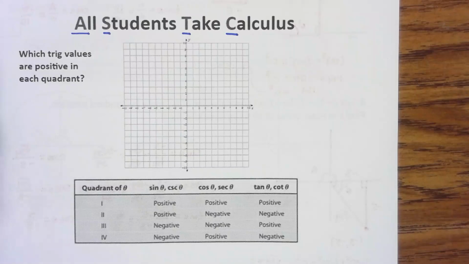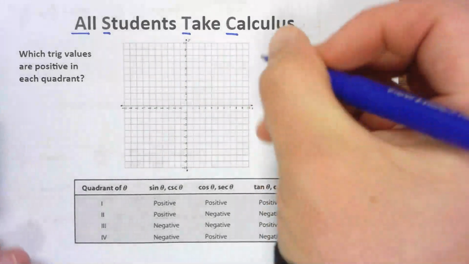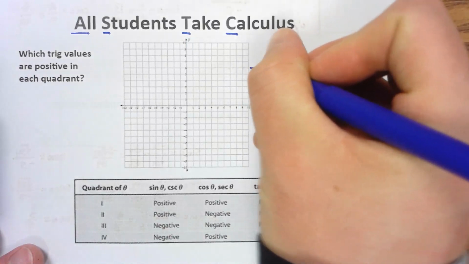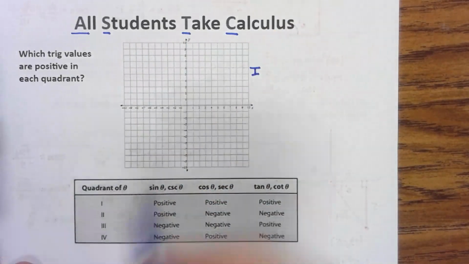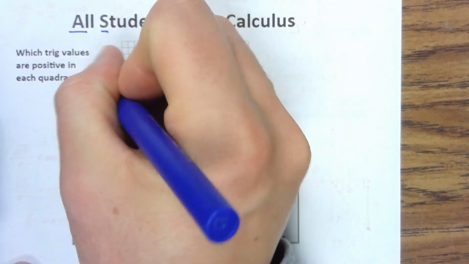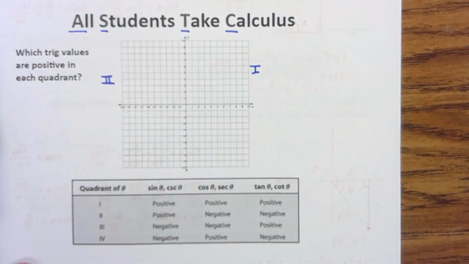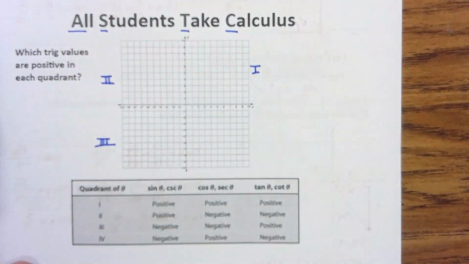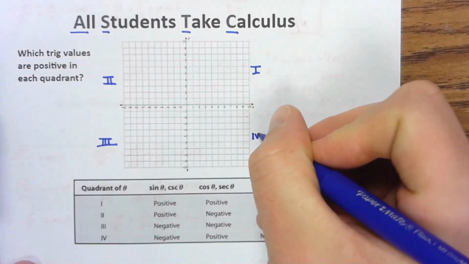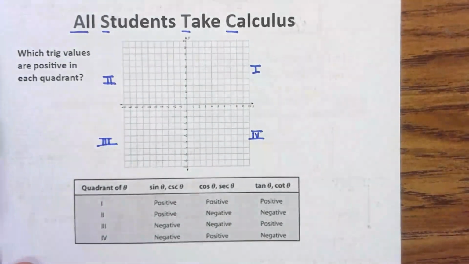Well, in our rectangular grid, we have 4 quadrants that I don't think we've explicitly defined yet. Quadrant 1 is where both x and y are positive. Quadrant 2 is where x is negative and y is positive. Quadrant 3 is where both x and y are negative. And quadrant 4 is where y is negative and x is positive.